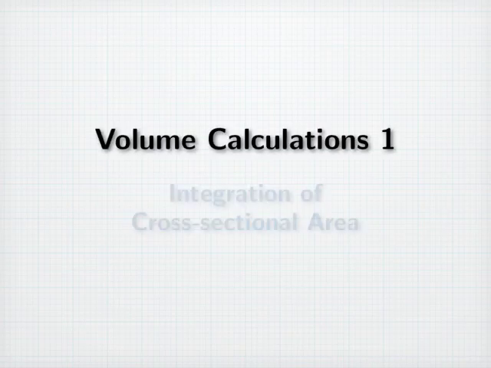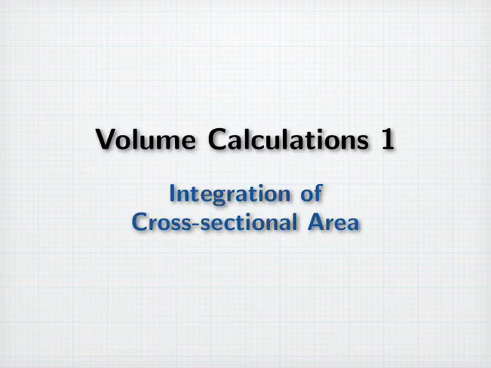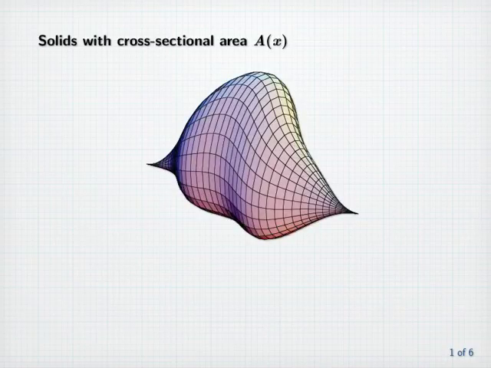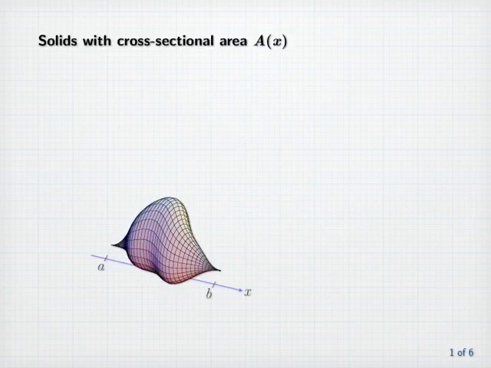Volume calculations 1. Integration of cross-sectional area. Consider a solid whose cross-sectional area is given by a function A of some variable x. That is, assume that we can define a coordinate axis along which the area of cross-sections perpendicular to that axis is a function of position along the axis.